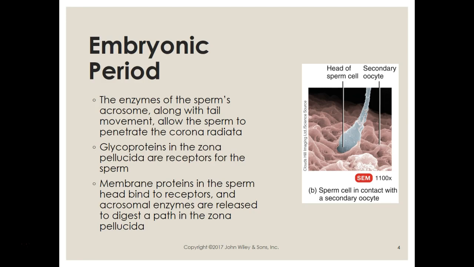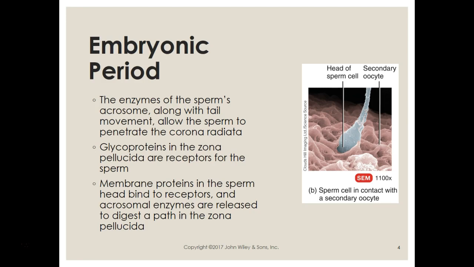So those enzymes then digest through the zona pellucida, and the lashing of the sperm cell tail pushes that little sperm cell on forward. So even though many of the sperm cells may bind to those receptors and empty out their contents of those enzymes, it's only the first sperm cell that penetrates the entire zona pellucida and reaches the plasma membrane or cell membrane of that oocyte that's going to get in.